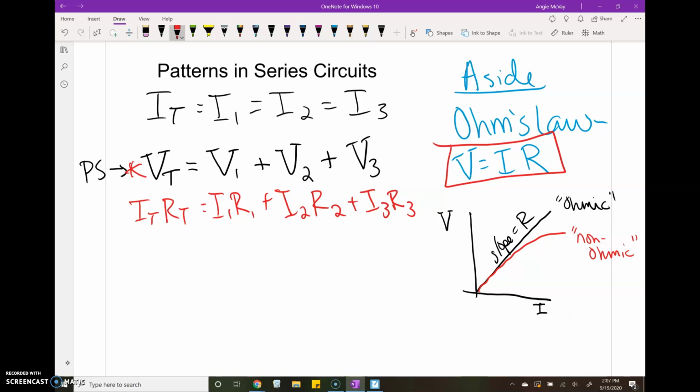Okay, so we're getting somewhere. Now, what do we know about all of the currents? We know that they're all the same, right? They're all equal. So this I total is the same as I1, the same as I2, the same as I3. So that means they all cancel out. And so we've got now, conveniently, a relationship for total resistance in a series circuit.